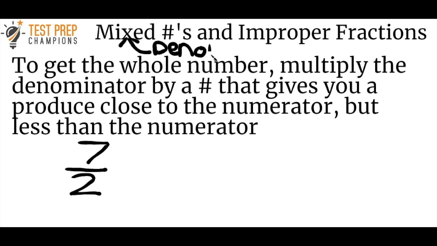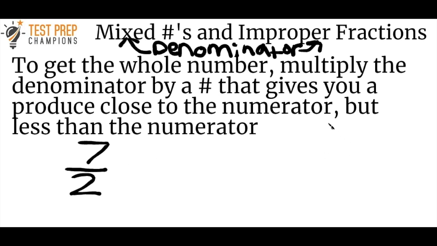I'll write out denominator here. The mixed number and the improper fraction both have the same what? They both have the same denominator. So the 7 over 2 is our improper fraction, and we want to convert it into a mixed number. Right off the bat, we know that the mixed number is going to have a denominator of 2, because our improper fraction has a denominator of 2.